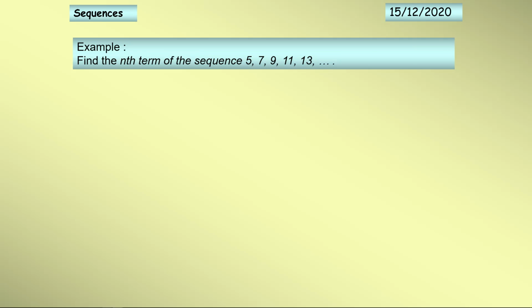It says find the nth term in the sequence 5, 7, 9, 11, 13. So the first term is 5. 1, 2, 3, 4 and 5. Got 5 terms there. So those are the n terms. And we've got 5, then 7, 9, 11 and 13. So we're looking at what's going on each time. Because we're adding 2. That's the 2 times table. It's continuous 2. So that's 2n.